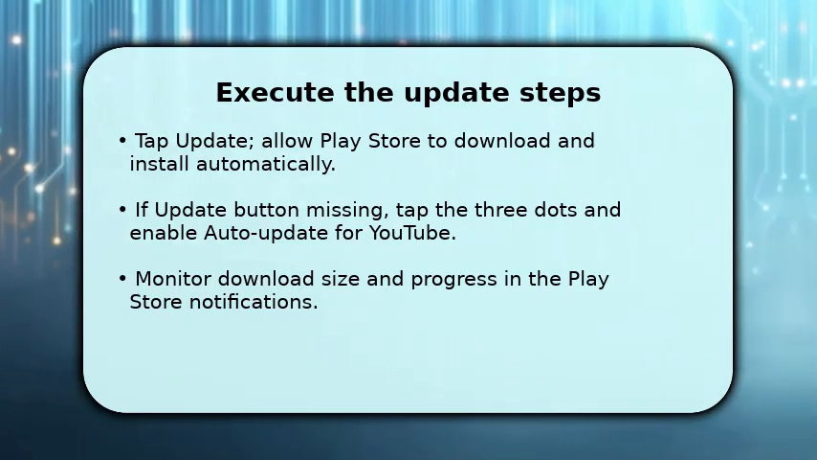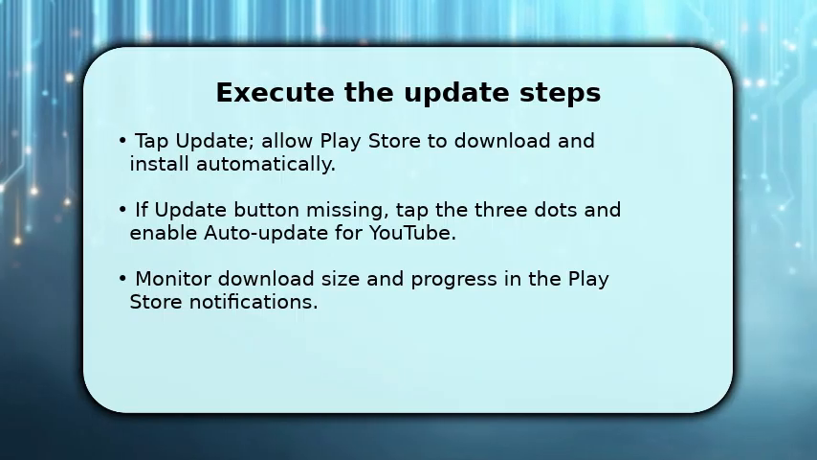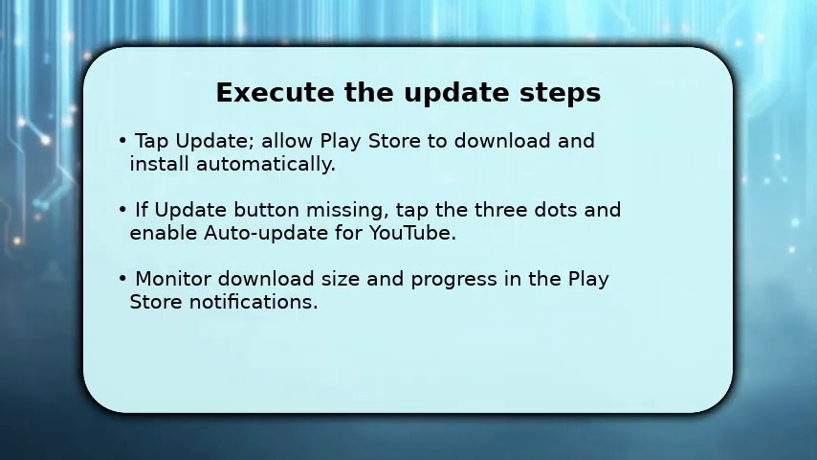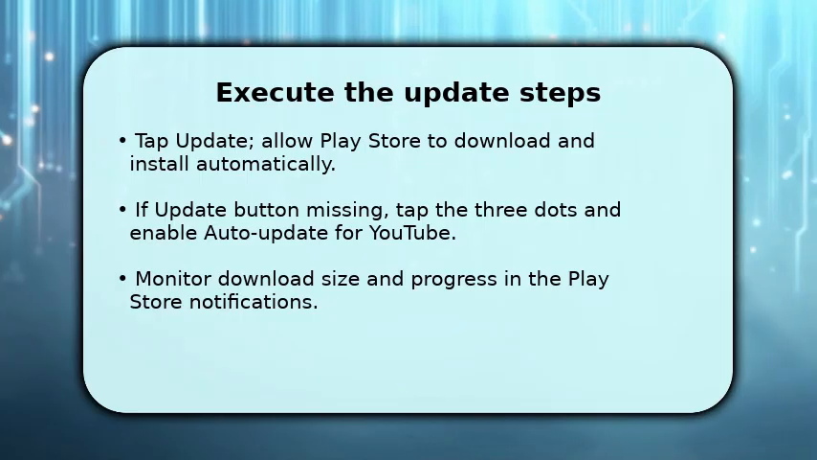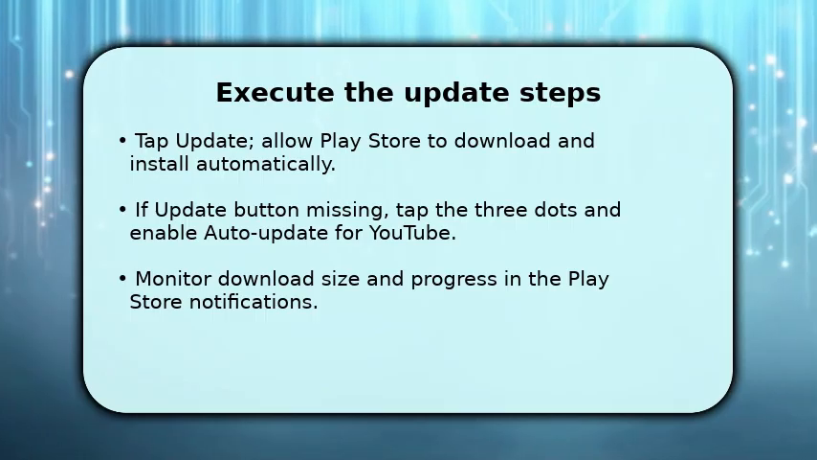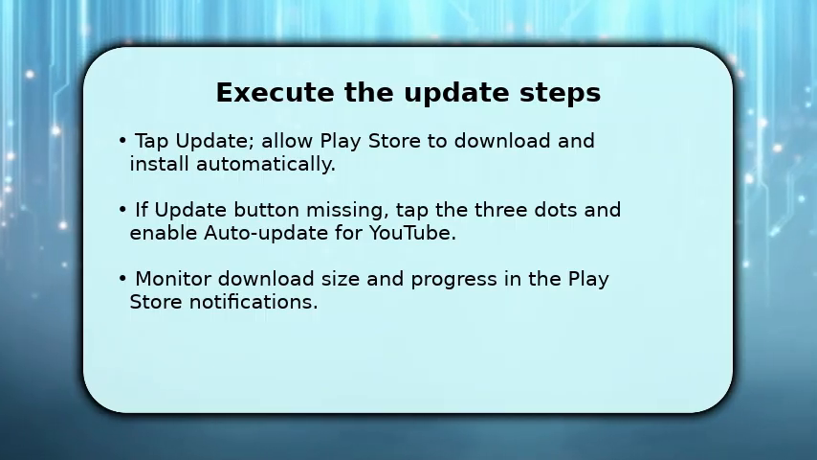If you don't see Update, tap the three dots in the app page and enable Auto Update to get the latest version automatically in future. Make sure the download completes, check notifications for progress and any error messages. If the update pauses, pause non-essential apps using bandwidth.